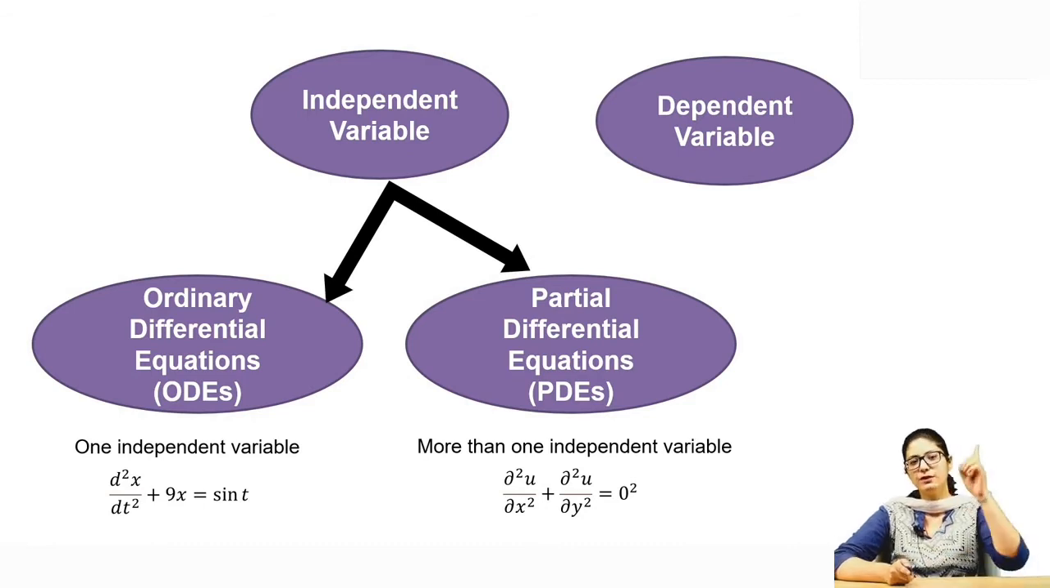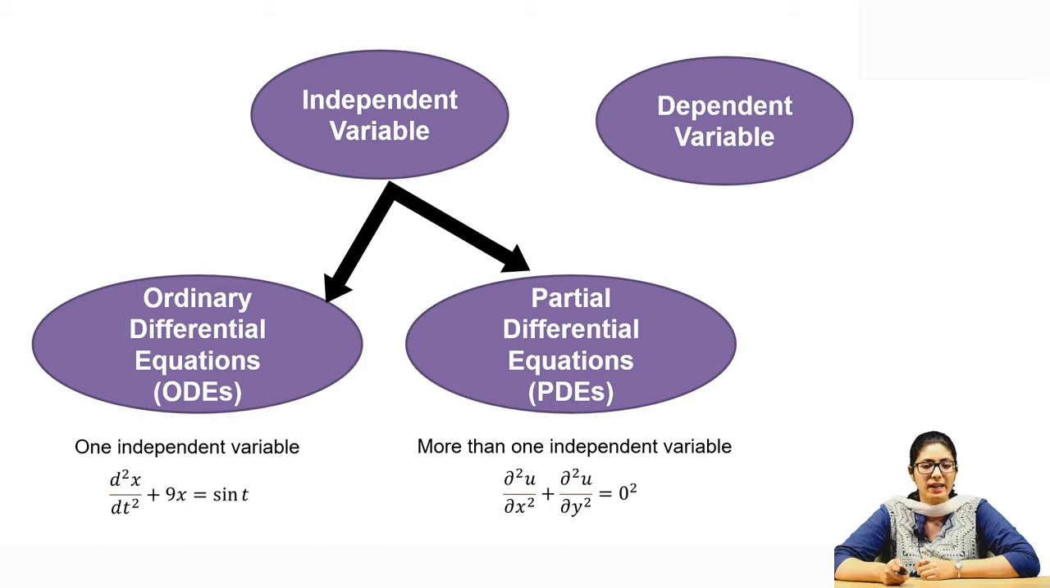If you look at the ordinary differential equation here, you have d2x by dt2 plus 9x is equal to sin t. So this represents an ordinary differential equation. Here the derivatives are represented by d2x by dt square. And notice in the partial differential equation, instead of writing d, we are writing the symbol curl, or sometimes pronounced del.